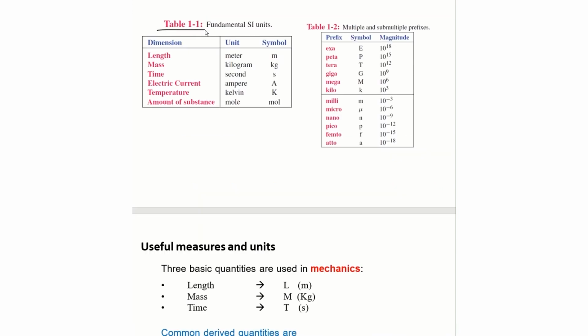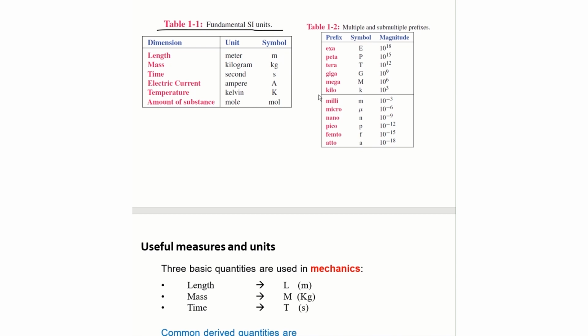The first table here talks about the fundamental units in the SI system. For length we have meters, for mass we have kilograms, for time we have seconds, for electric current we have amperes, for temperature we have Kelvin, and for the amount of substance we have mole.